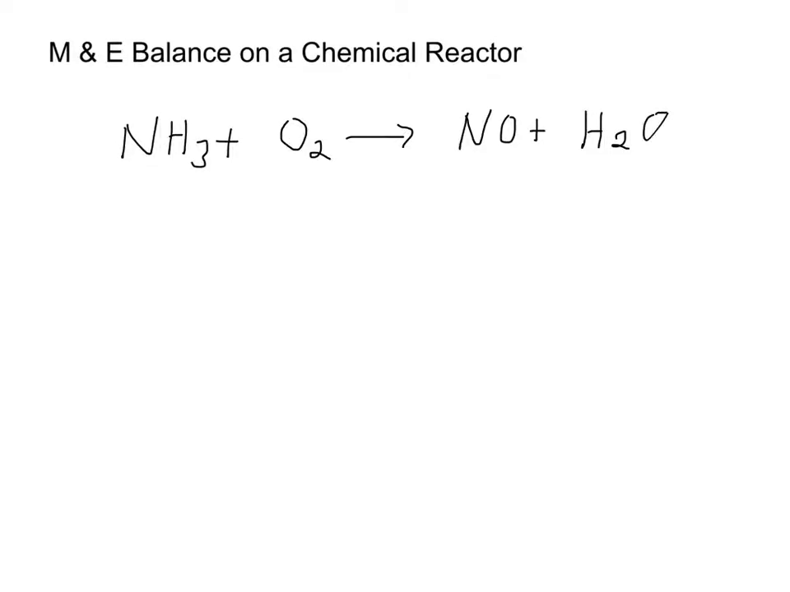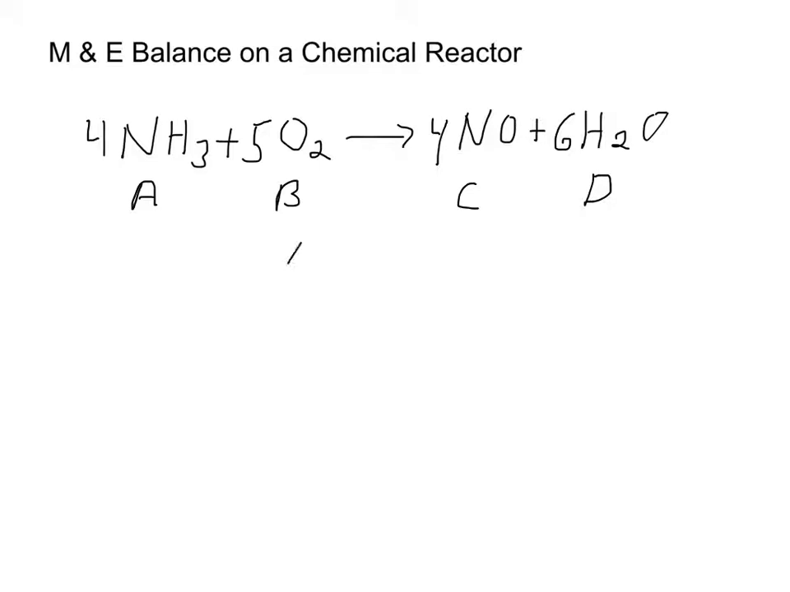Now this reaction is not balanced, so we'll have four molecules of ammonia, 5 of oxygen, 4 of NO, and 6 of water. Before we continue, let's give these molecule symbols. I'll call ammonia A, oxygen B, nitric oxide C, and water D, just for shorthand.